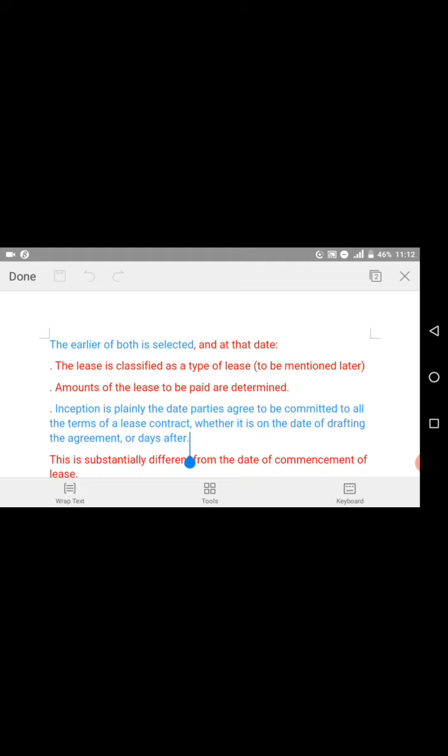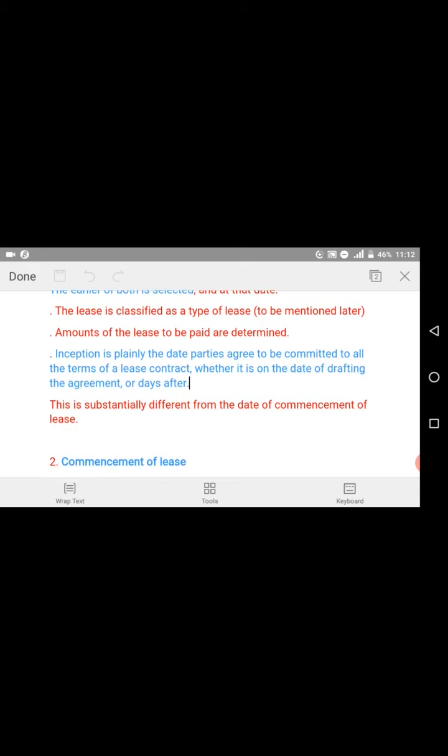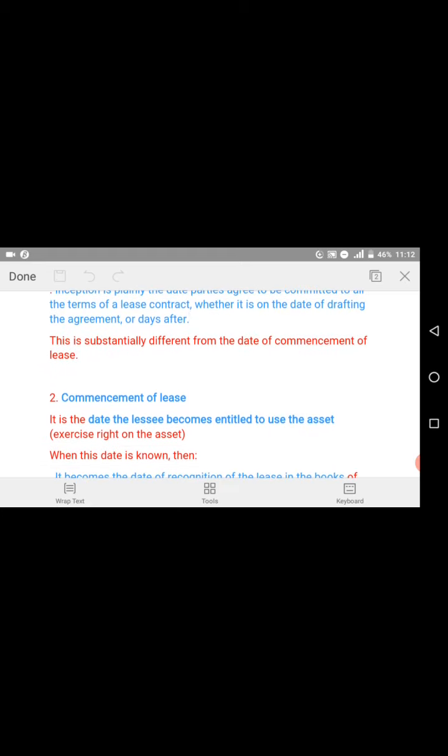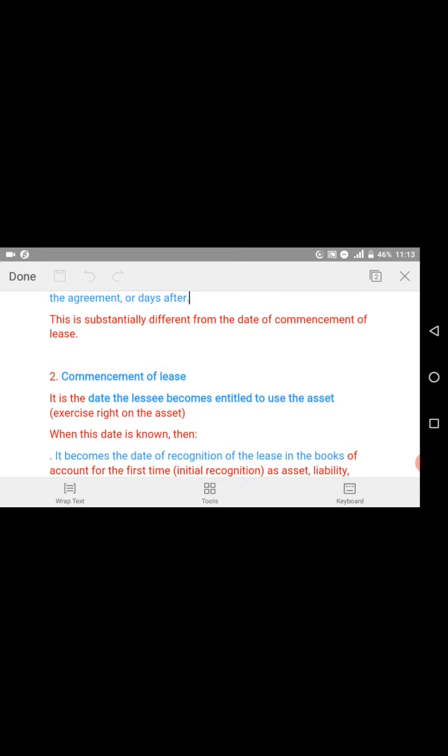Then the third is inception, is plainly the date parties agreed to be committed to the terms of a lease, whether it is on the date of drafting the agreement or days after. This is substantially different from the date of commencement of the lease, which is our second phrase we'll be looking at. Second one, commencement of the lease.